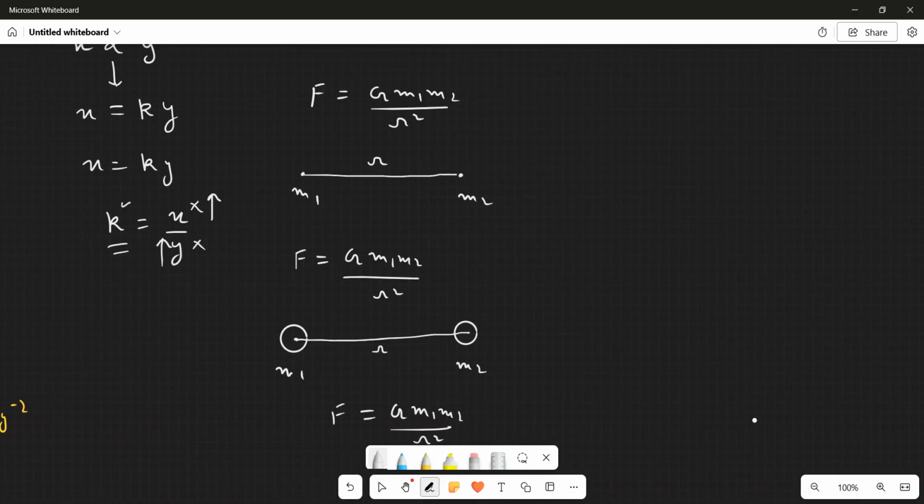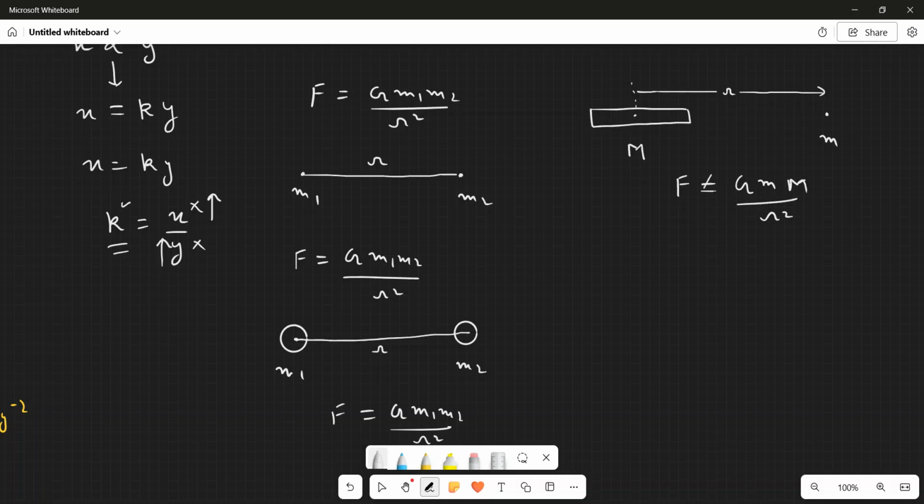Now when we are dealing with a point mass and a solid cylinder or rod or anything, then we cannot say that. Let me draw the diagram over here. Let's say I have one rod, and in front of this rod I put one point object. Let the mass of this point object be small m and the mass of the rod be capital M, and I take the distance from their centers. Let's say this is distance r. So here we cannot say that F is equal to G into m, capital M upon r square. This is not correct, right?